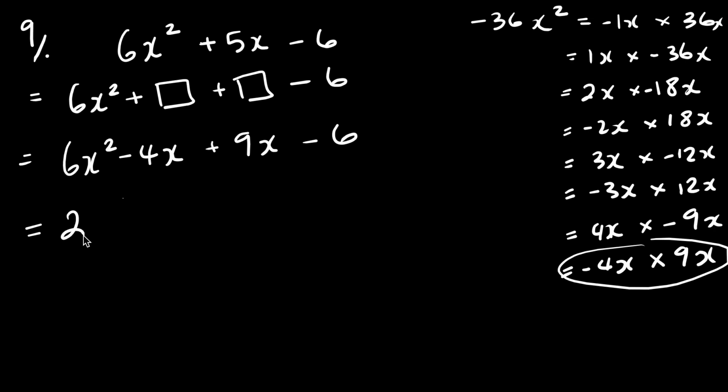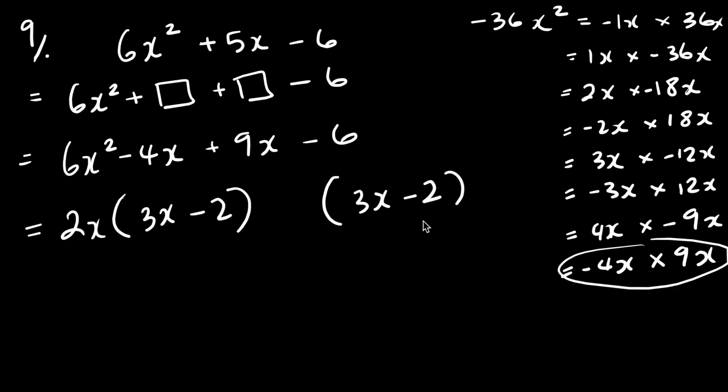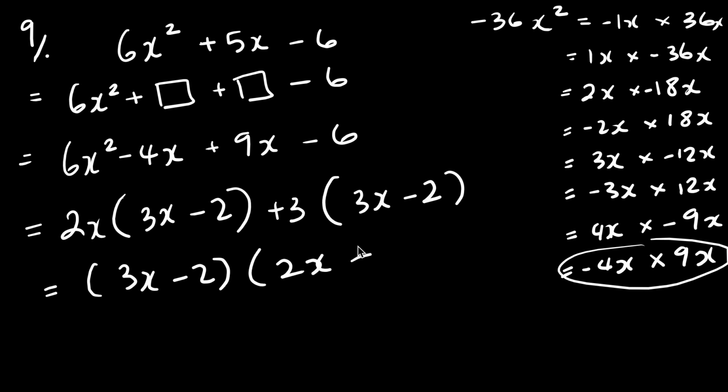So let's factor. What's common here is just going to be 2x. What remains here is just going to be 3x minus 2. And this is what I want in brackets, so I'm writing it back immediately. And I'll ask myself, what times 3x gives me 9x? And that's a positive 3. So what I end up with is 3x minus 2 times 2x plus 3.